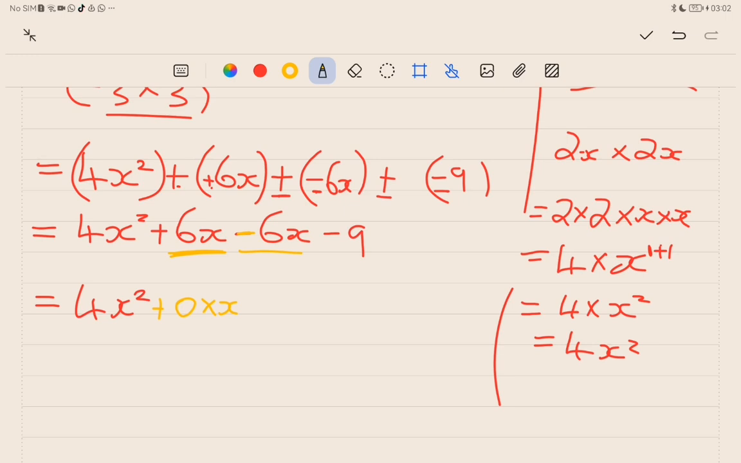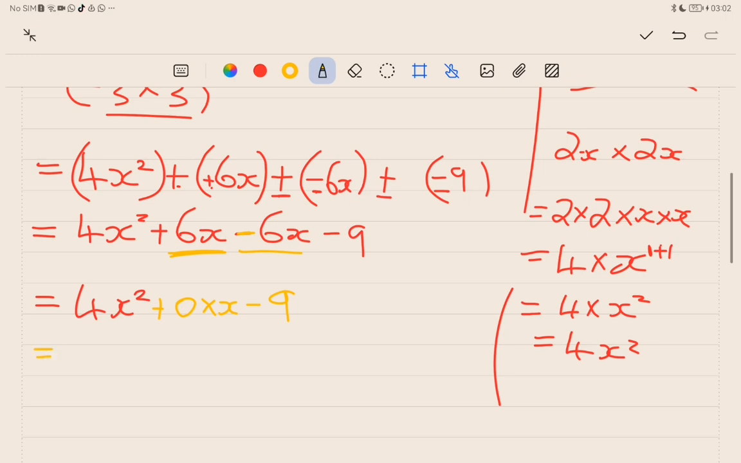Then, is there any other term that is a like term to negative 9? No, because negative 9 is a constant and there is no other constant in this expression. So you're just going to write it as it is.